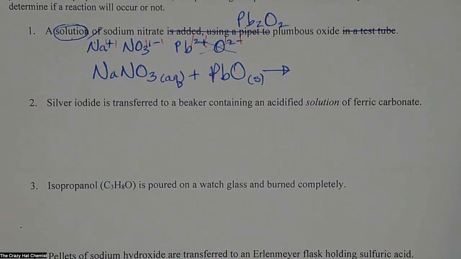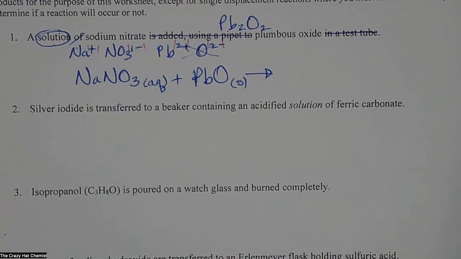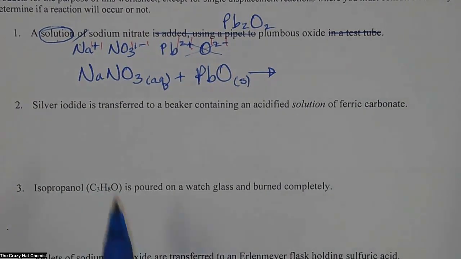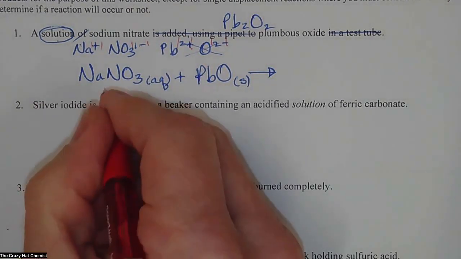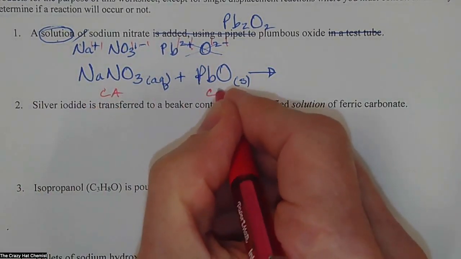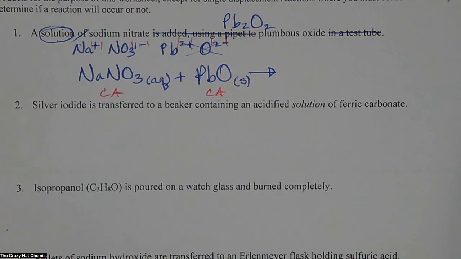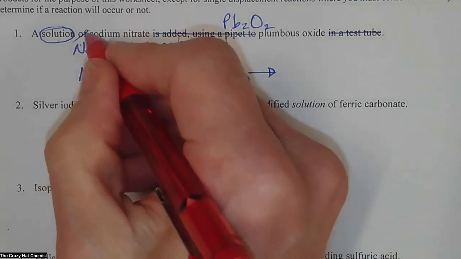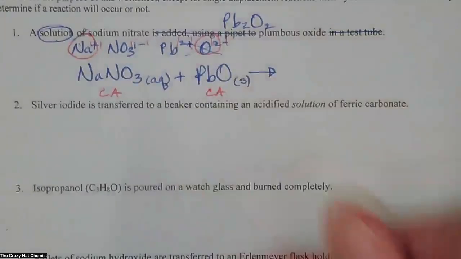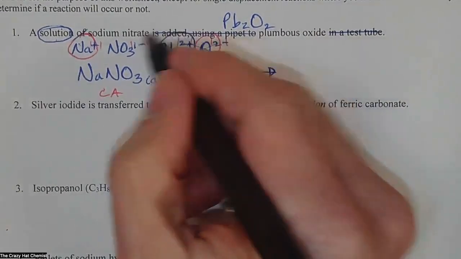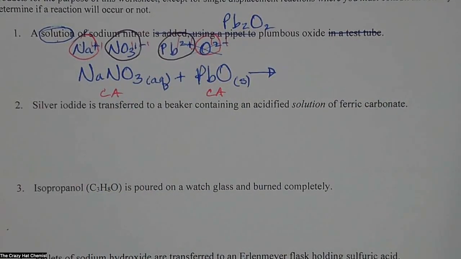Now we need to figure out, based on the reactants, what type of reaction this is. If it follows the basic trend of cation anion, cation anion, that means this is a double displacement or double replacement reaction. To come up with the products, we take this cation and combine it with this anion, and this cation and combine it with that anion.